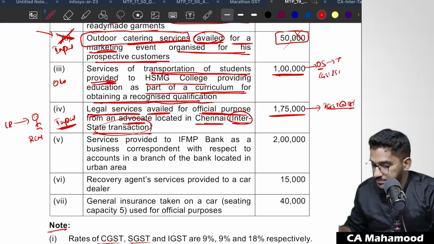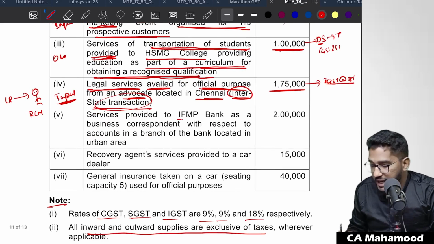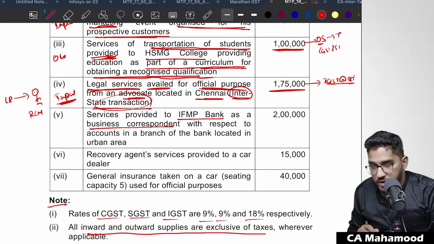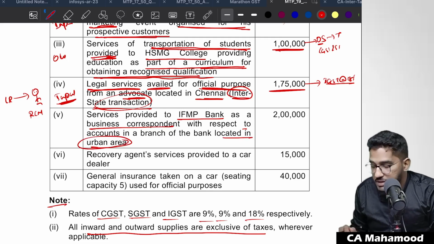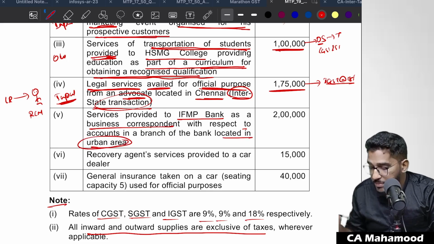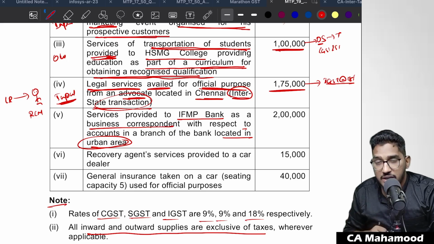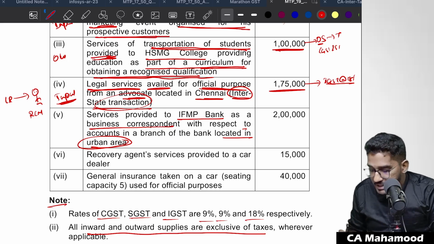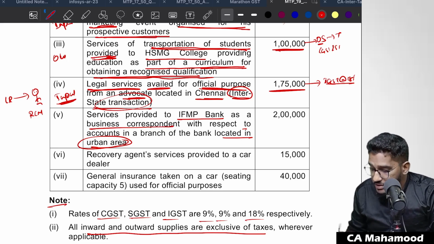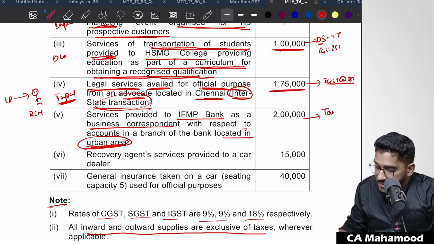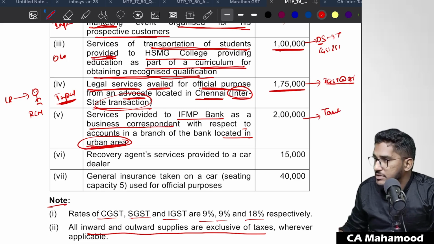Very good. Next one. Services provided to IFMP Bank as a business correspondent with respect to accounts in a branch of a bank located in urban area. See, if these services would have been provided, an individual is providing the services of business correspondent to a bank which is located in the urban area. So this is not exempted. It would be exempted if it is a rural area. But you are providing the services to an urban bank, not to a rural area. This service will be taxable.